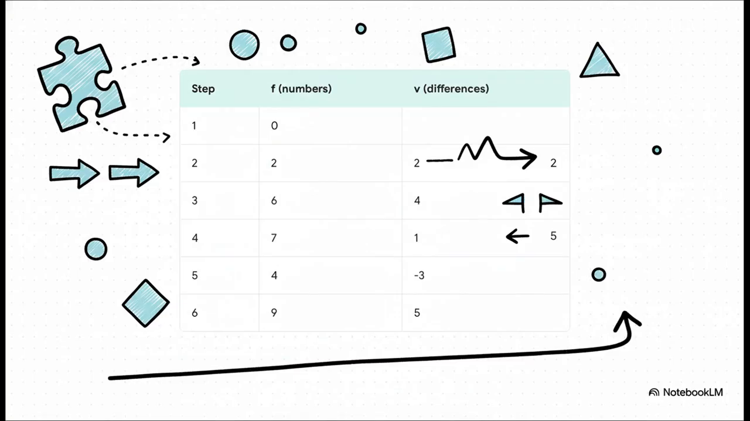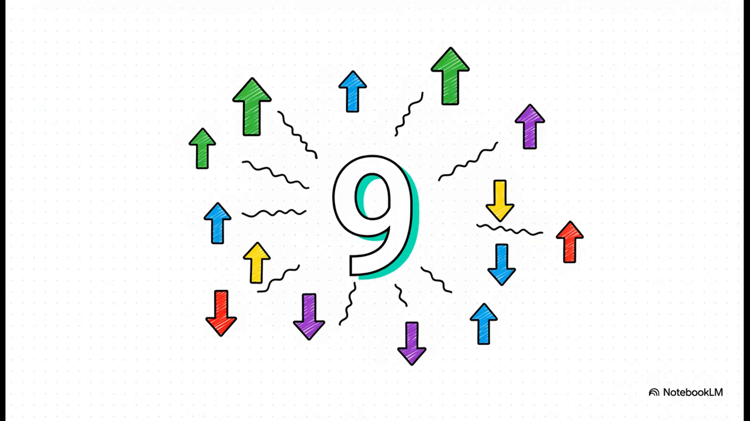To really get this, let's play with a simple little puzzle. So in that first column, the one labeled F, we've just got a sequence of numbers. The second column, labeled V, well, that just shows the small changes, or the differences between each number. So from 0 to 2, the change is 2. From 2 to 6, the change is 4. You get the idea.